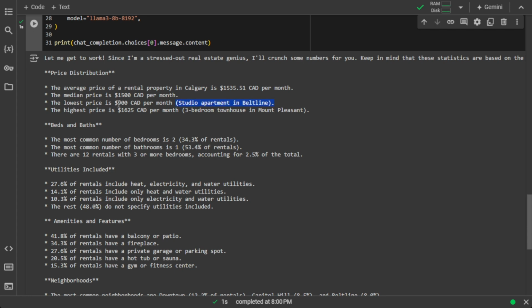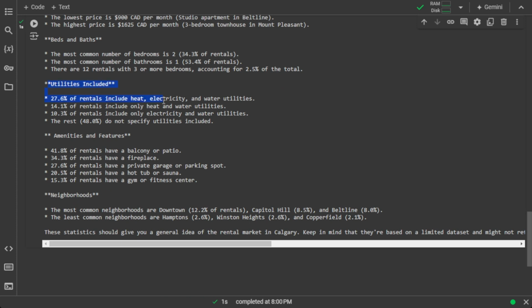So the lowest is $900 per month, and it's a studio in the Beltline. The highest is $1,625, and it's a 3-bedroom townhouse in Mount Pleasant. It's not bad for a 3-bedroom townhouse in Mount Pleasant. $1,600. That's pretty good. Most common bedrooms is 2 at 1/3. Most common bathrooms is 1 at half. 12 rentals with 3 or more bedrooms.